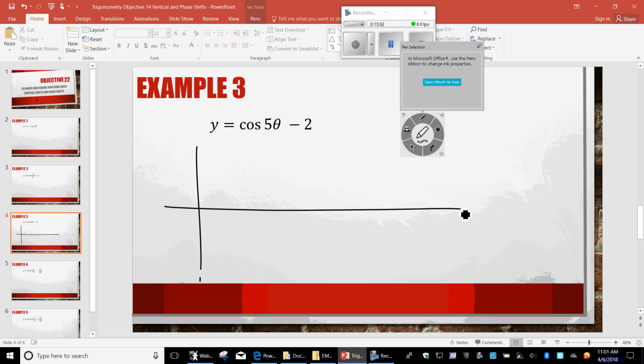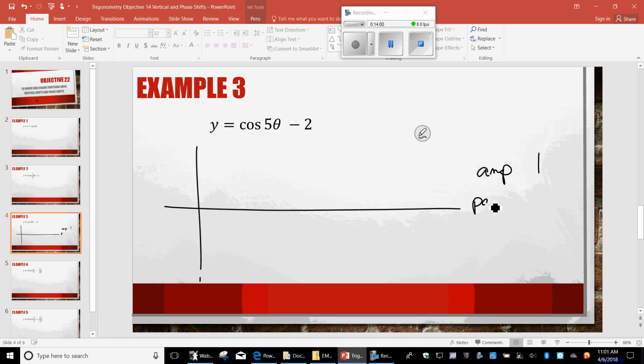All right, so let's check this out, okay? We know our amplitude is what? 1. We know our period is 2 pi over 5. Ooh, that's yucky. And we know our vertical shift is minus 2. So at the end, we're going to shift everything down 2 units, okay? So we know we're starting at 0. We know we're going to 2 pi over 5, right? We got to get our 5 critical points.